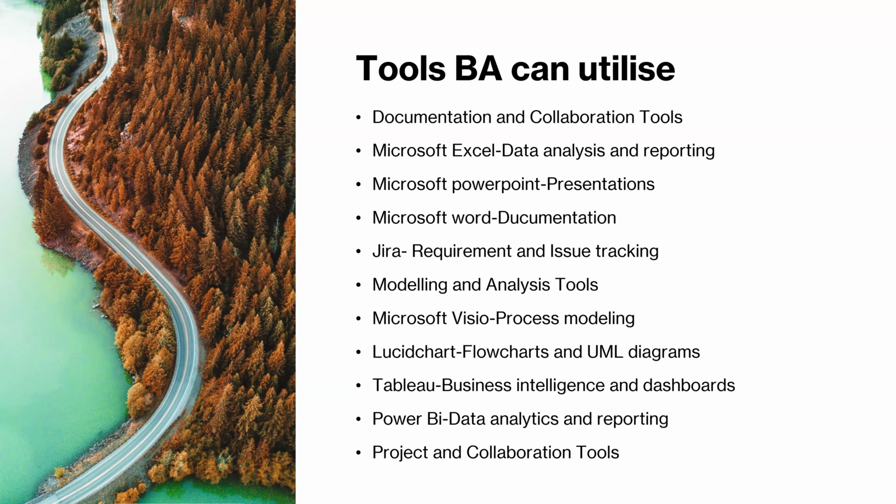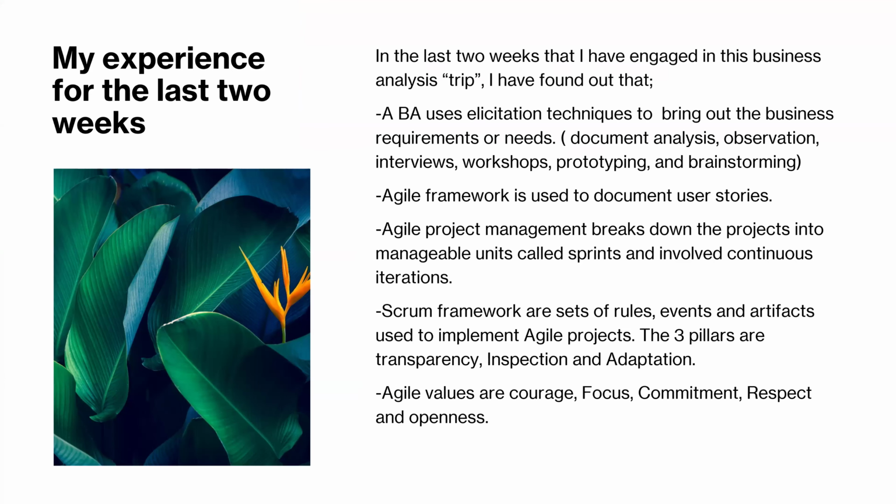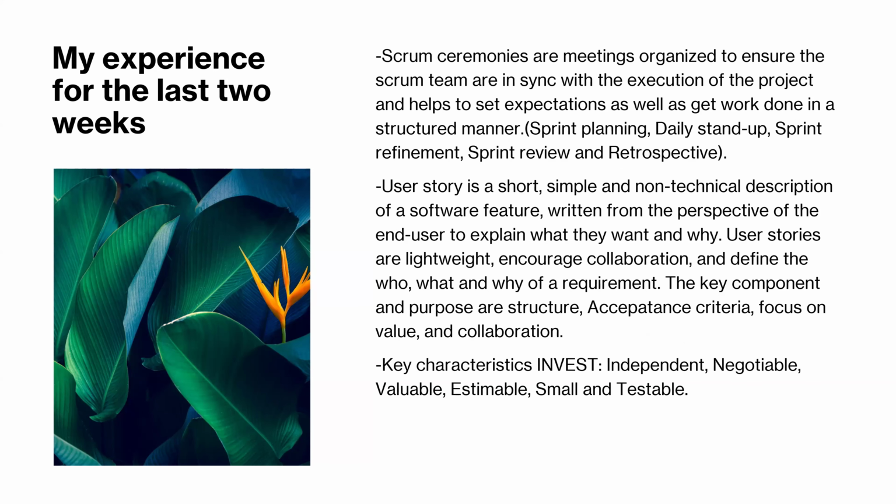Yeah, so my experience in the last 2 weeks that I have engaged in this business analysis training, I have found that a BA uses elicitation techniques to bring out the business requirements or needs. And then the Agile framework is used to document user stories. Agile project management breaks down the project into manageable units called sprints and involves continuous iterations. The Scrum framework is a set of rules, events, and artifacts used to implement Agile projects. The 3 pillars are transparency, inspection, and adaptation. Agile values are courage, focus, commitment, respect, and openness.